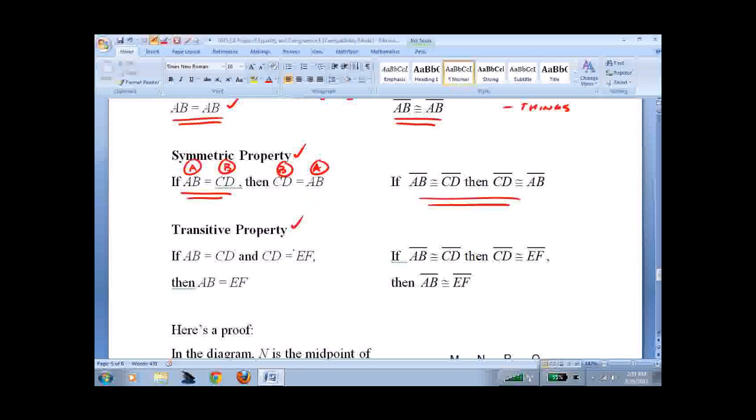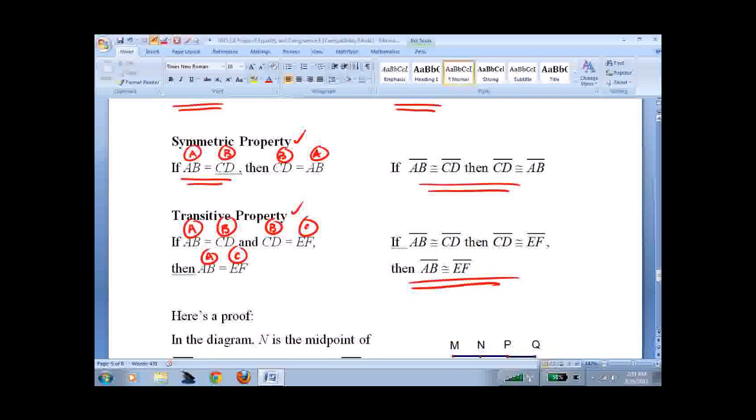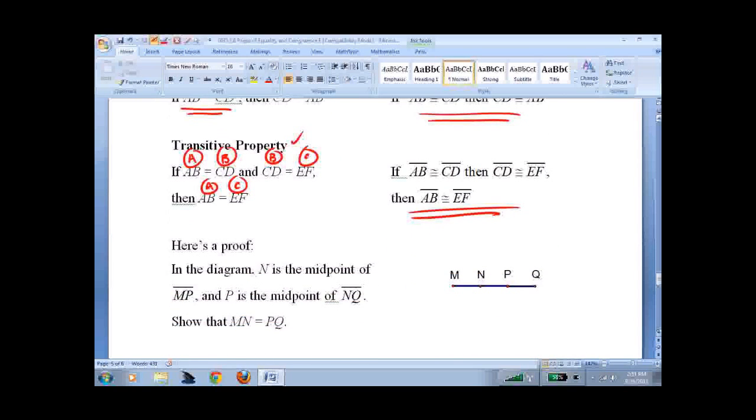And transitive, we finally get a little bit more complex. If A is equal to B and B is equal to C, then A is equal to C. We just did something like this very recently with logic. We're trying to tie the two together. And it's the same thing over here. If segment AB is congruent to CD and CD is congruent to EF, then AB is congruent to EF. So it's transitive property. Now we can use this to do proofs.